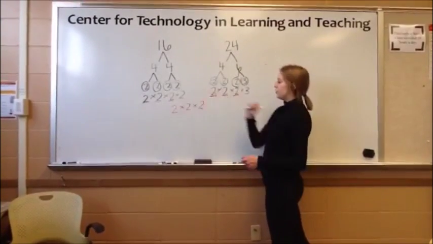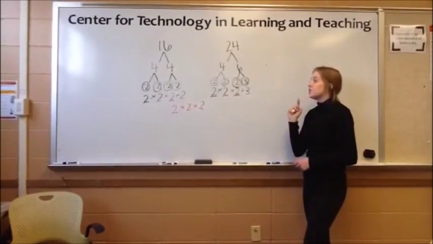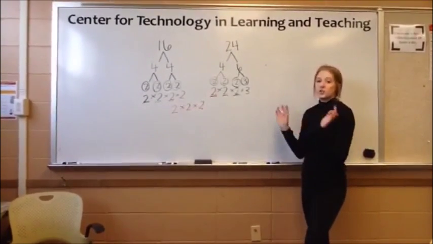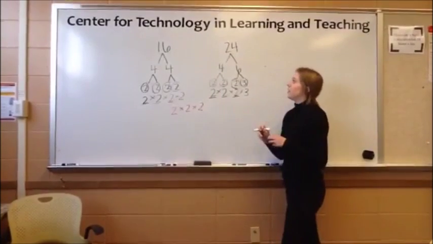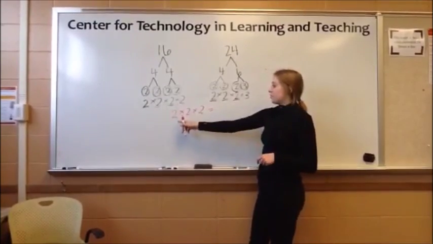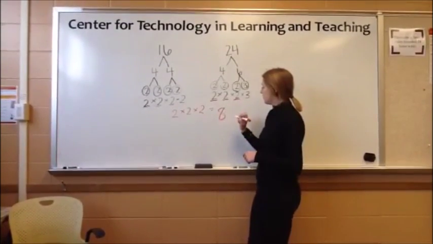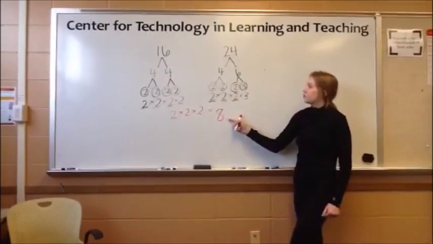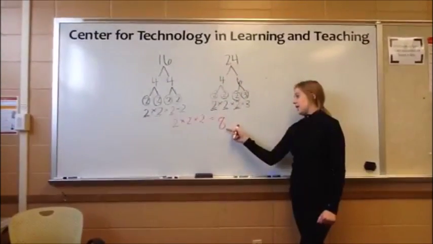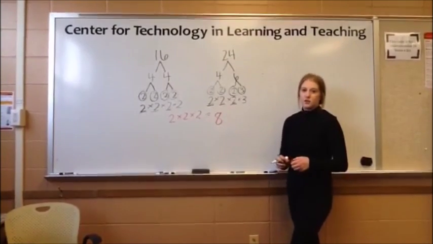Now I have another 2 left over from 16 and a 3 left over from 24. But since I know that those aren't the same number, I'm going to leave those alone and not include those in the bottom of my problem. So now all I have to do is multiply out 2 times 2 times 2, which I know gives me 8. So I know that the greatest common factor between 16 and 24 is 8. So Sarah can make 8 bouquets of flowers, just like we got using the list method.